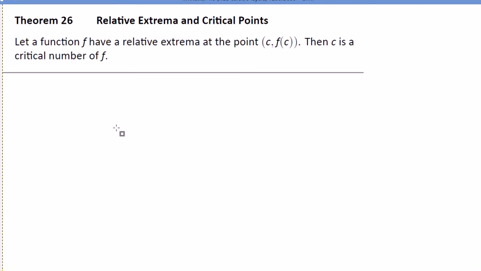Continuous function and weird argument is a very differentiable part, so we have to think about this one. If the function is differentiable and has relative extrema, that means a local minimum or local maximum at this point, then what could happen at that point is that the derivative either does not exist or the derivative must be zero. That's the definition of a critical point, right?